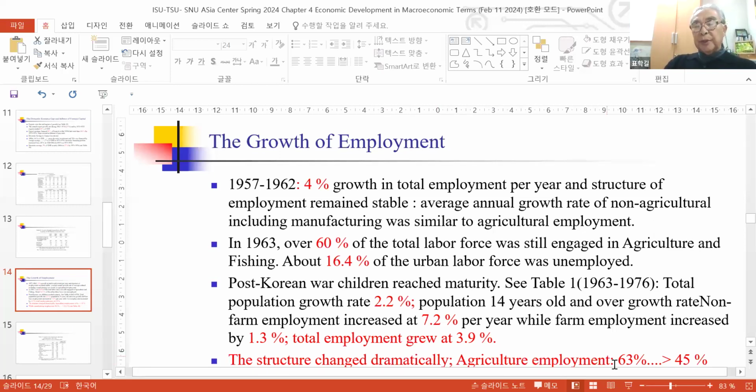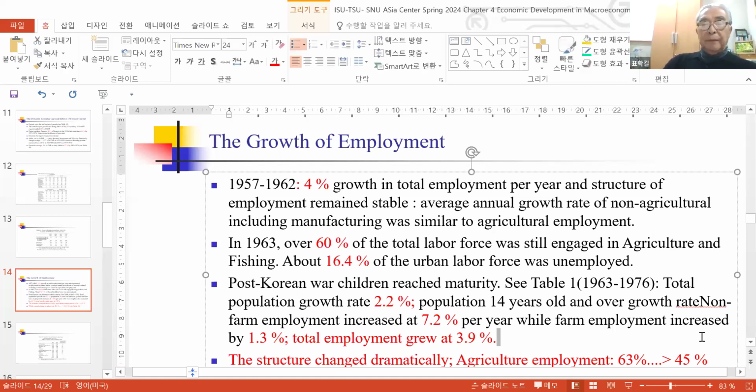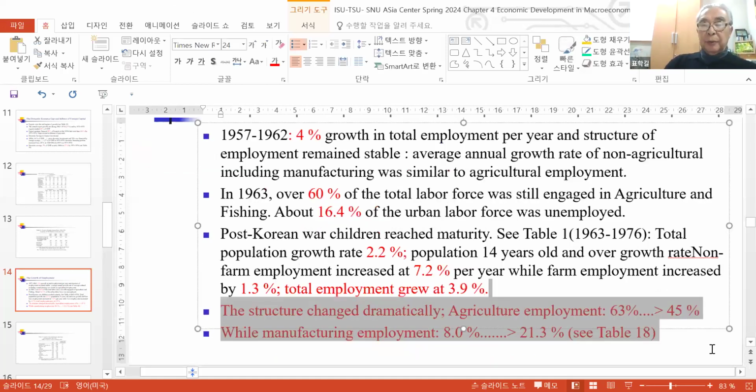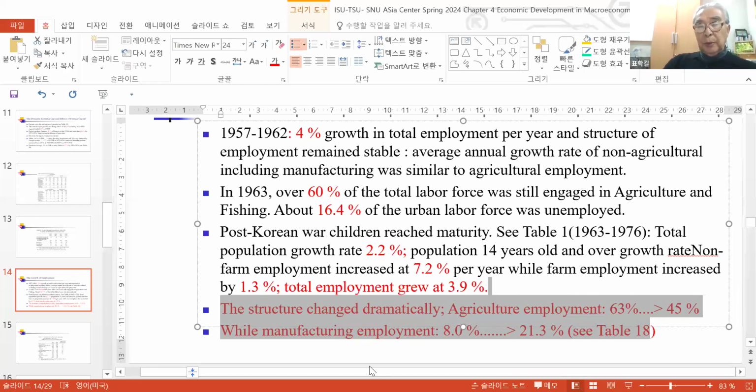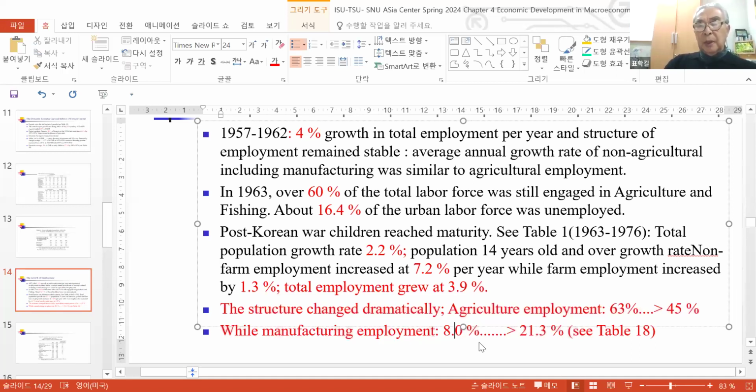Agricultural employment, 63%. In the 1950s, out of 100 population in South Korea, 63 people were agricultural farmers, but it became 45%. A lot of reduction in the agricultural farmer population. While manufacturing employment during the 1950s, 8%, increased to 21.3%.